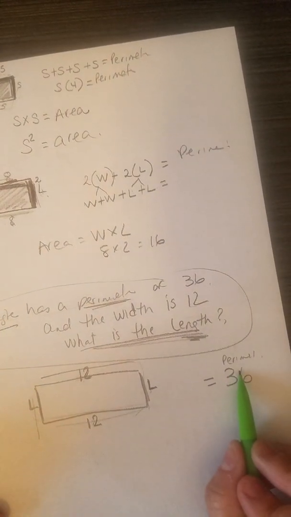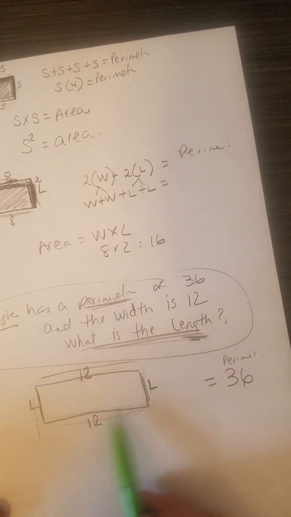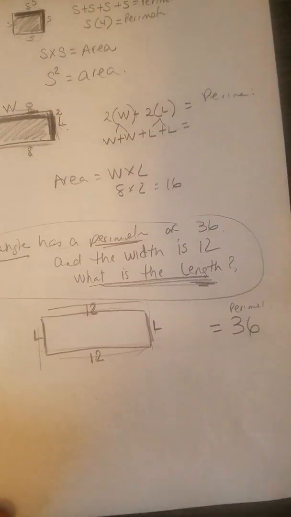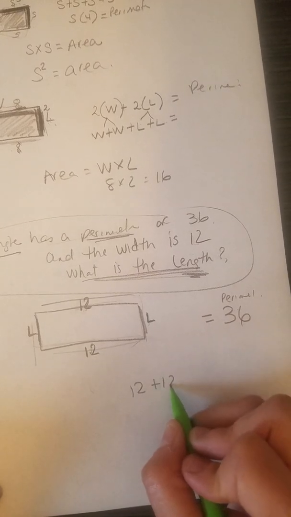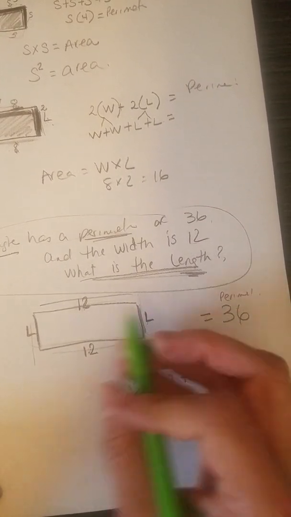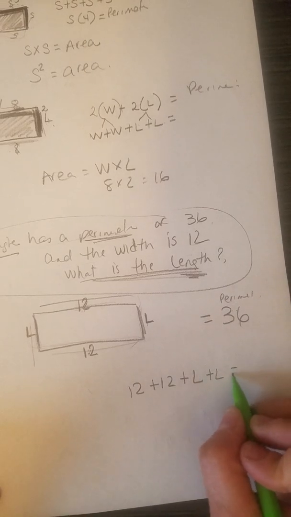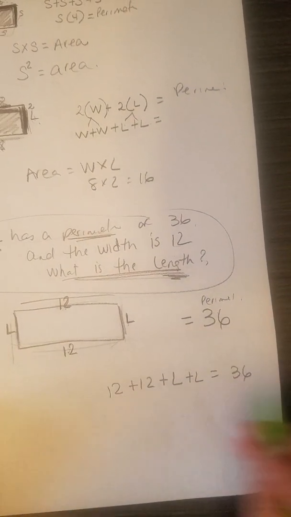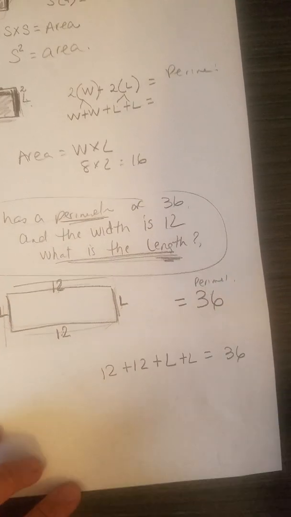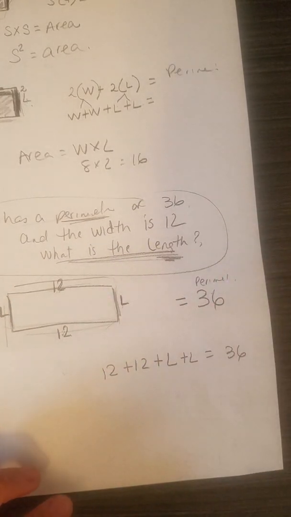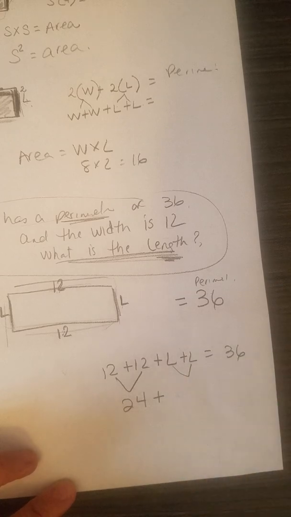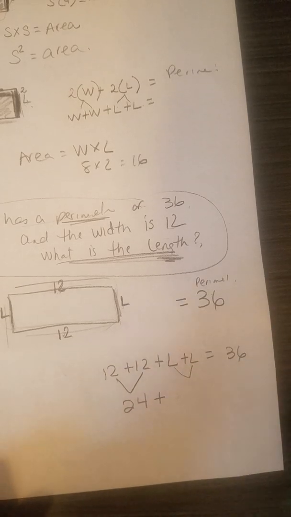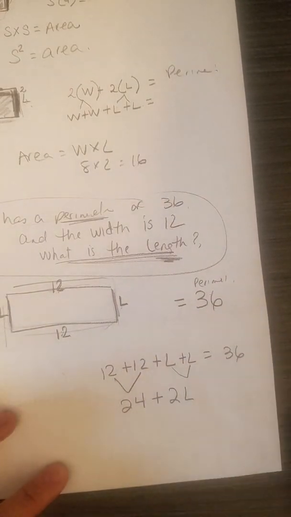So how do I find the perimeter? Isn't it this plus this plus this plus this? All right, so let's put it all into place. So what do we know? We know 12 plus 12 plus L plus L is going to equal 36. That's the information we have. Now let's combine like terms like we've done in the previous lessons. What is 12 plus 12? 24. Plus, bring it down, what is L plus L? 2L.